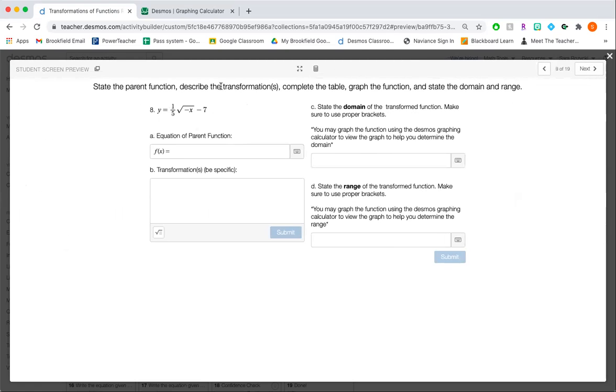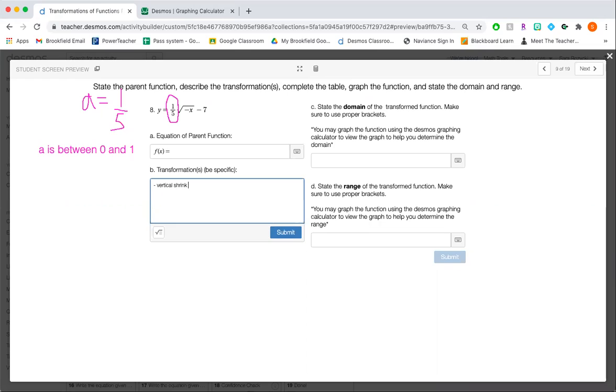I have a square root function here. I have a 1/5 on the outside. So that is a. That is my a value. My a is 1/5. That is between 0 and 1. When a is between 0 and 1, that tells me that my transformation is going to be a vertical shrink.